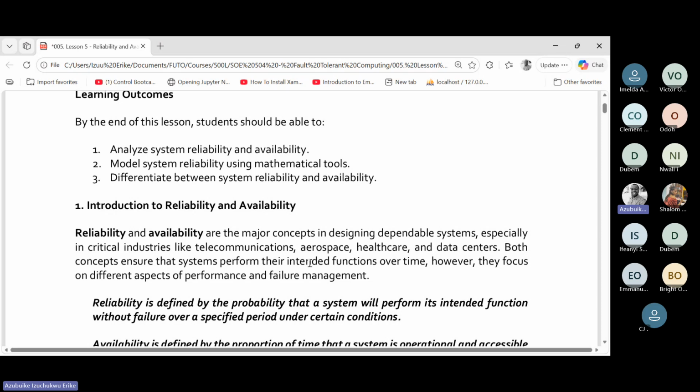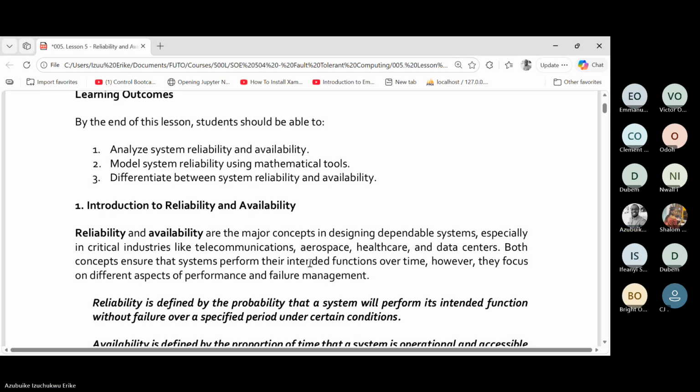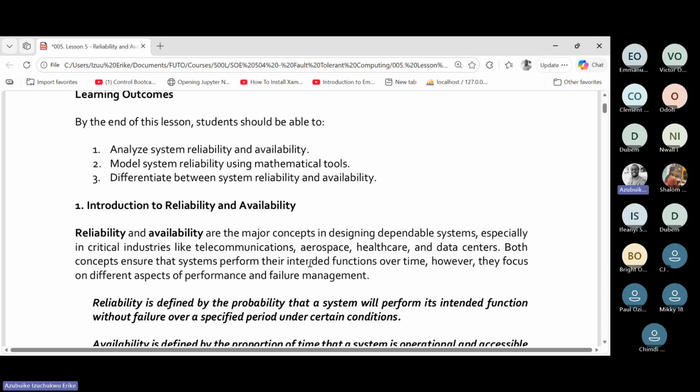Number two, you should be able to model system reliability using mathematical tools, and then differentiate between system reliability and the availability. You should be able to explain the difference between system reliability and the availability. Now, we'll go by definition.